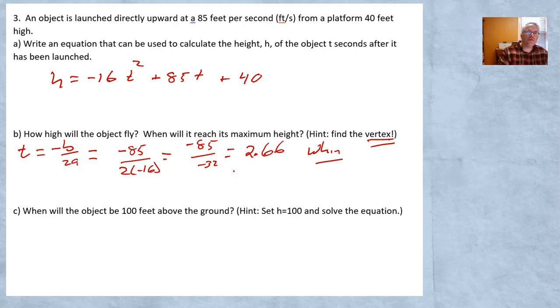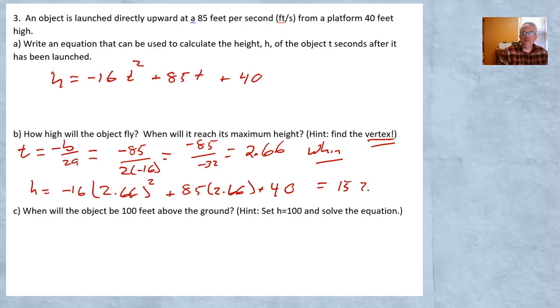How high is what we get when we put that into the height function. So that's when it hits the peak. To find the height at its peak, we're going to do this. Negative 16 times 2.66 squared plus 85 times 2.66 plus 40. And I got 152.89 feet. Almost 153 feet. That's how high it goes.